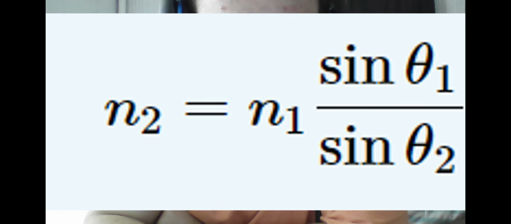In particular, we would state: index of refraction of unknown medium equals index of refraction of known medium times the sine of the angle at the point of the known medium, divided by the sine of the angle at the point of the unknown medium. And then we would simply plug and play in the numbers and get our answer.